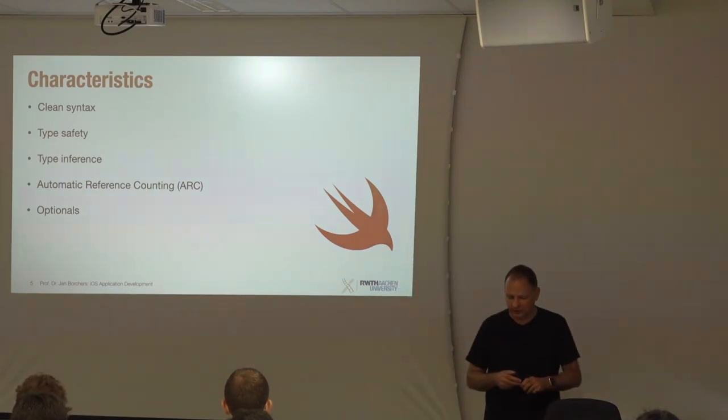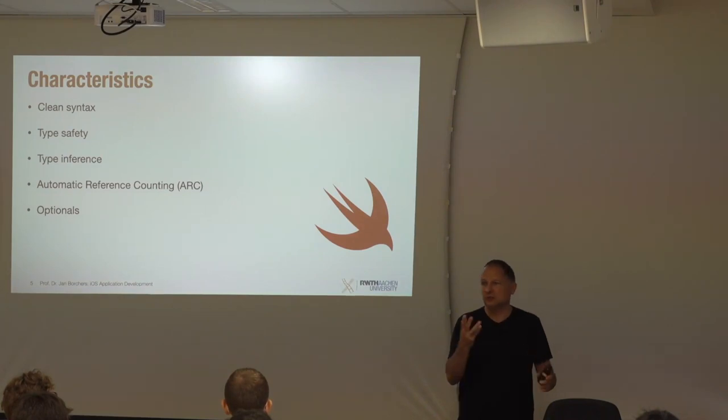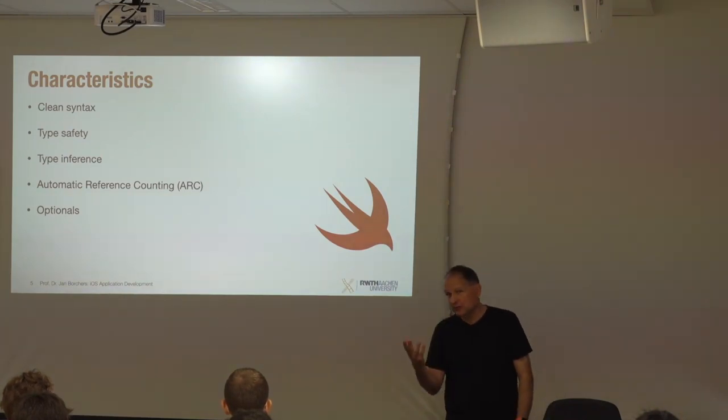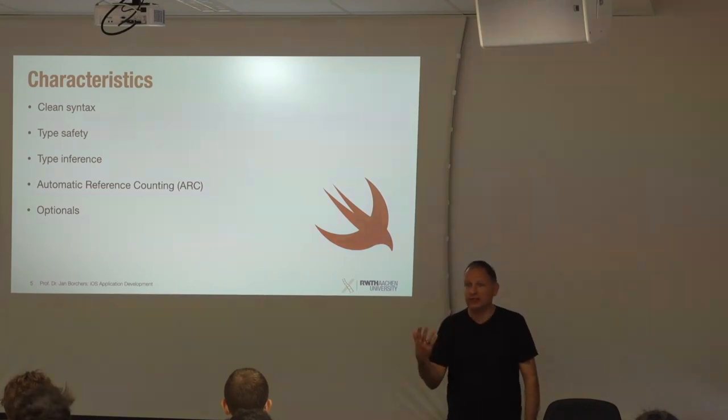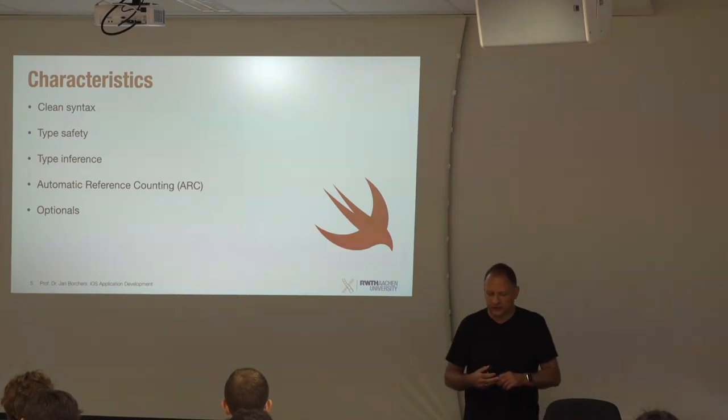Optionals, in a very short way, are a way to express the fact that a variable may have a value, or it may not have any value. Like before you first initialized it with anything, for example. And there are some good situations in which you need that kind of thing, and that's what optionals are there for.